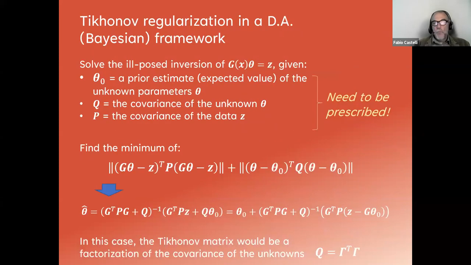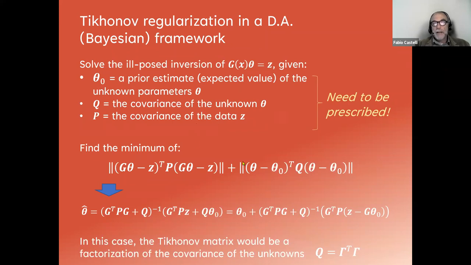Of course, we want to use this type of regularization in a data assimilation Bayesian framework. So the problem is posed a little differently. Now you still want to solve the problem of estimating the parameter theta given observations, but starting from a prior estimate theta zero, and also with the ability of characterizing the covariance of the unknown theta and the covariance of the data Z, the errors of both. These, of course, are all terms that need to be somehow prescribed in solving this problem.